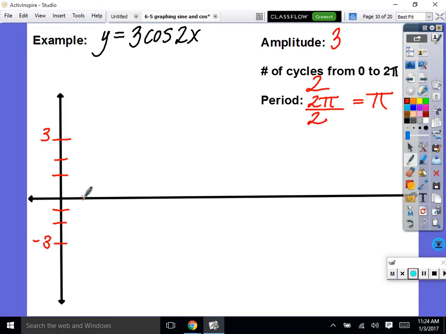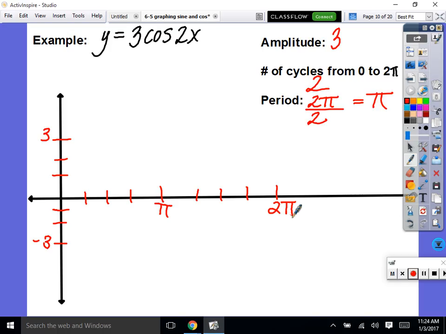So we're going to go like this. 1, 2, 3, 4. That would be one full cycle. And the length of one cycle is going to put us at pi for this one, correct? And then another full cycle. 1, 2, 3, 4 will put us at 2 pi, correct? Now that makes sense. We're going to have 2 cycles from 0 to 2 pi.